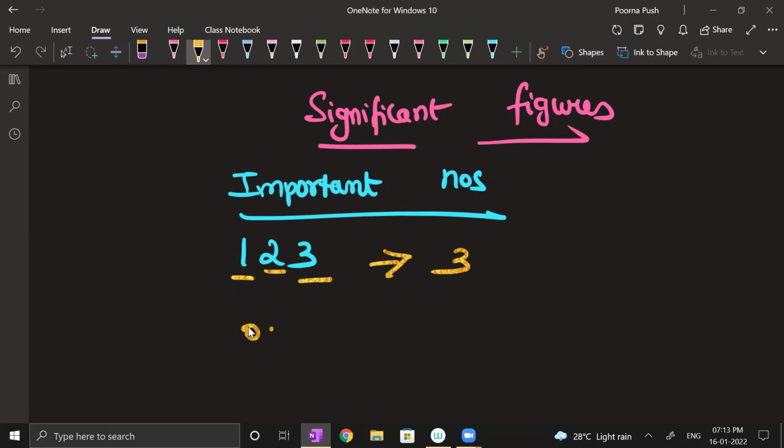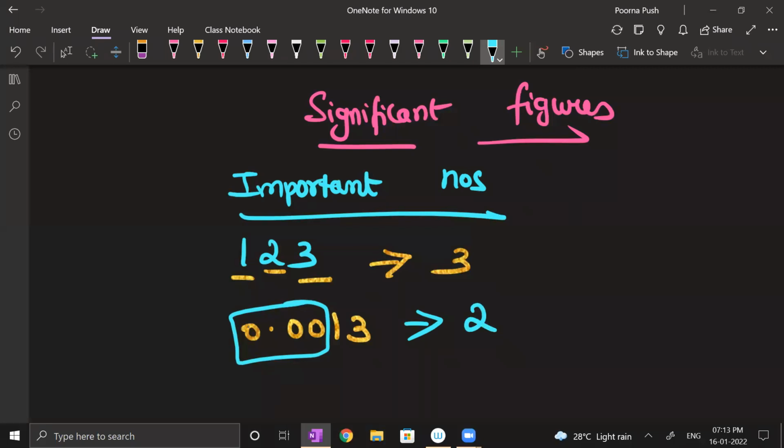Okay, 0.0013. How many significant figures are there? 2, ma'am. 2. These zeros are just used to locate the decimal point. Those zeros are there only to indicate the decimal point. So whenever the zeros are before the number, they are not significant. So the number of significant figures is only 2.